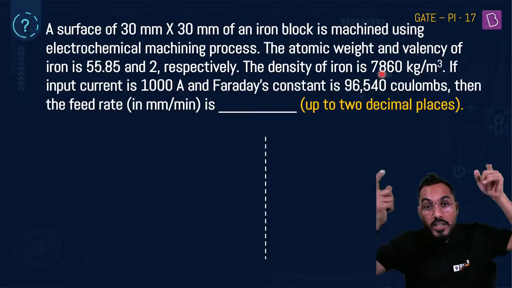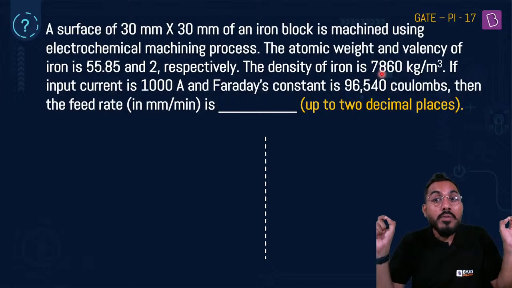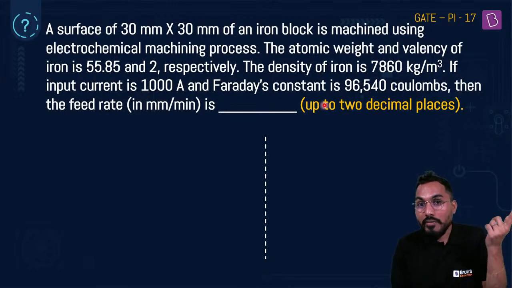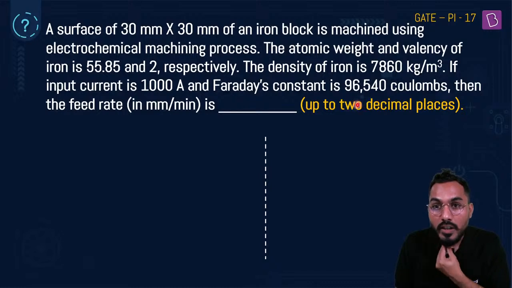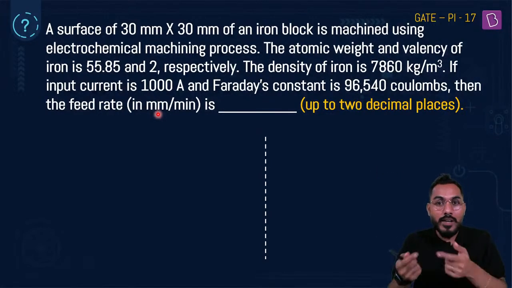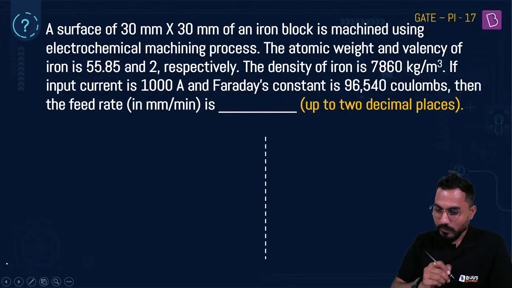Kg per meter cube, I don't require. I require gram per mm cube. If input current is 1000 ampere and the Faraday's constant is 96,540 coulombs, then the feed rate in mm per minute. Feed rate in mm per minute. That was the question that I was talking about. Solve the question and tell me the answer.